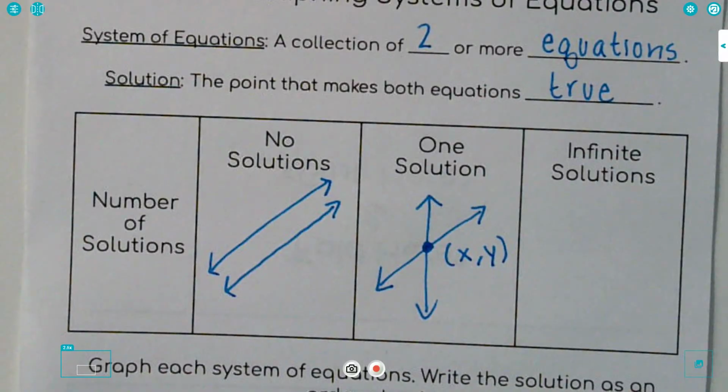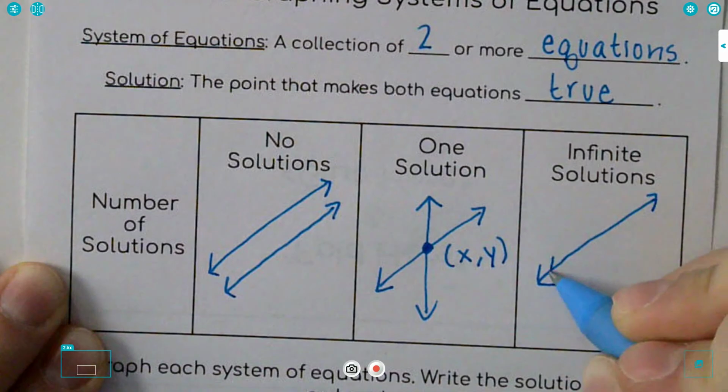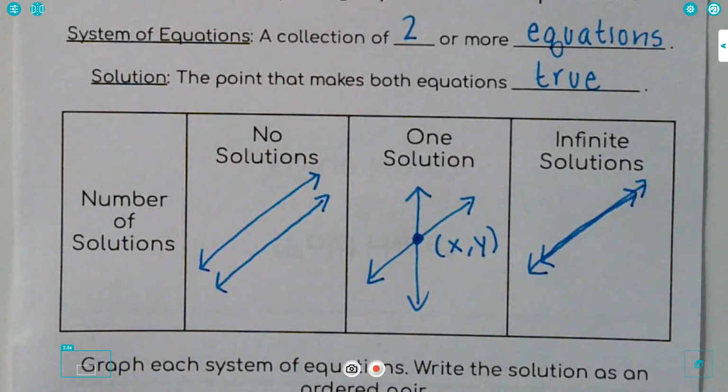Every once in a while, you will get a system where you have infinite solutions. That's going to happen when your two lines are the exact same line on top of each other. Because if they are the same line, then every single point along those two lines is a solution to both lines. So your lines are either going to never cross, always cross, or most of the time, they will just cross one time.